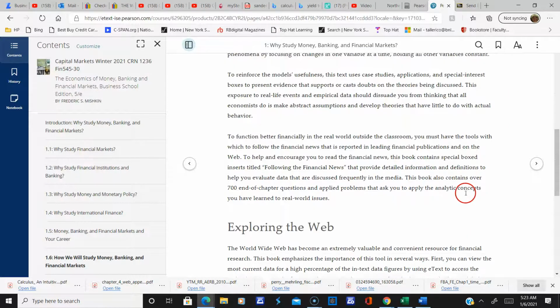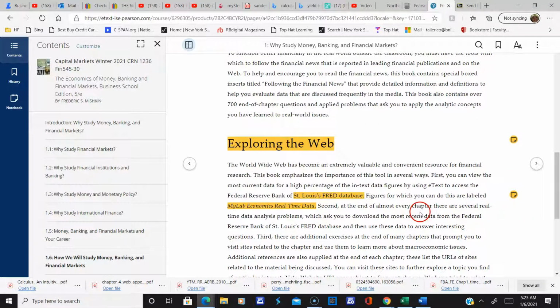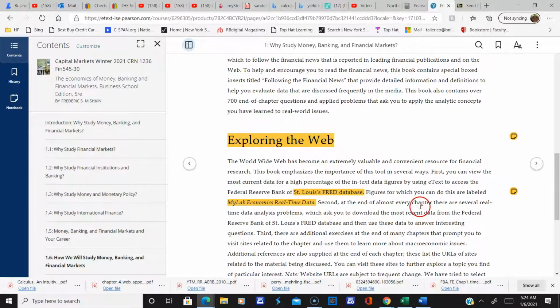So that's pretty much it. And again, there's a lot of material on the web here, which is nice. He goes through this, so you may want to go on the web and look at the St. Louis Fed, and I think my lab has a lot of real-time economic data there. I don't know if he still does. There are a lot of real-time data analysis examples at the end of almost every chapter, as he says.